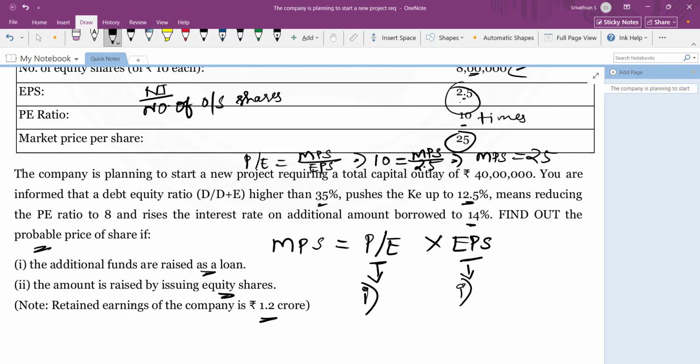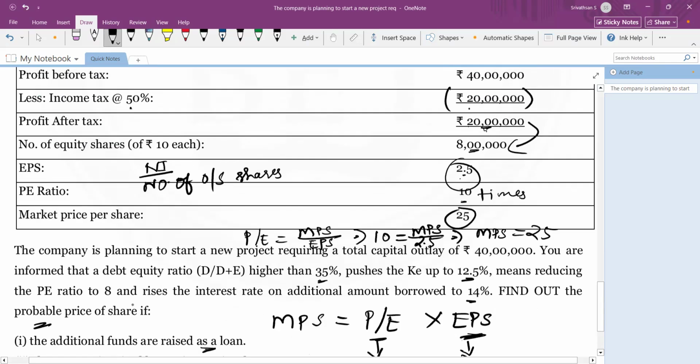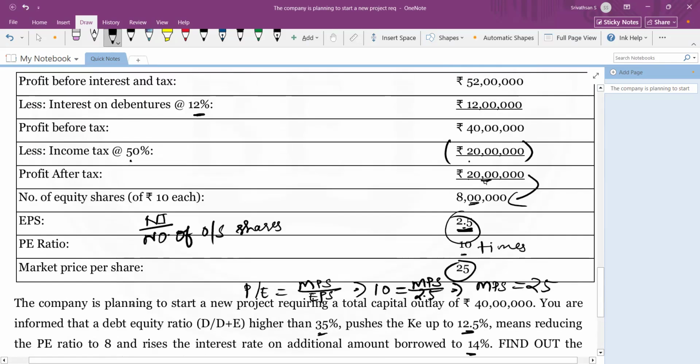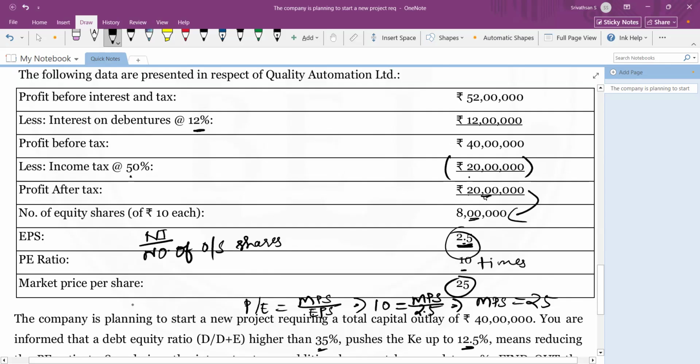So let's solve it. First, let's calculate the data that is required for calculating the new EPS. It's a bit lengthy question. So here we need to calculate this figure, EPS, right? For this, what is the starting point? We need EBIT. Can we take 52 lakh as EBIT?